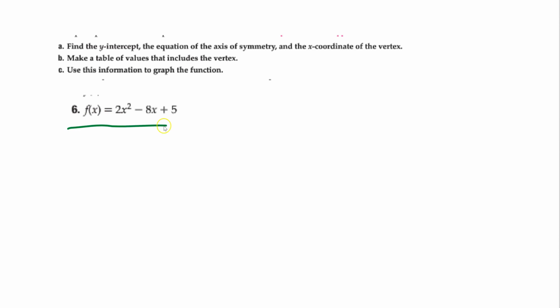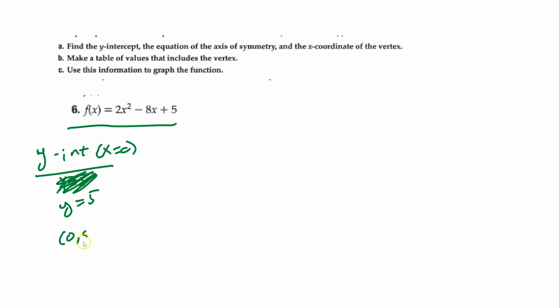So here's our equation. They want to find the y-intercept, the equation of the axis of symmetry, and the x-coordinate of the vertex. Well, these are the same thing. So we're going to do that. Let's do the y-intercept first, because that's what they asked for. We set x equal to 0. Plug in 0, that goes away, you just get 5. So I get y equals 5, also known as the point (0, 5). So that's my y-intercept.